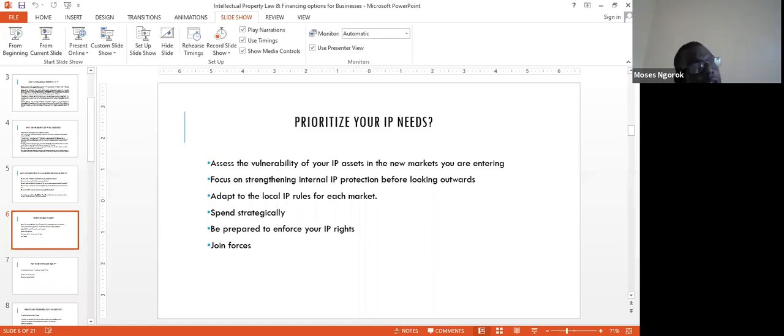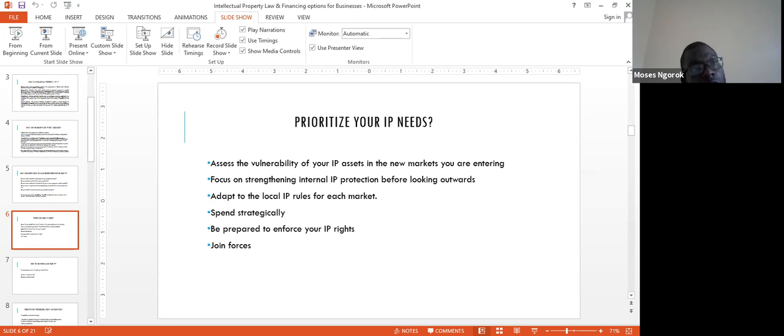But also locally, we have laws in Uganda, like the Industrial Property Act, which is the one that governs the protection of intellectual property, the Trademarks Act, and the Copyright Act. Those are the three laws that govern, and the regulations under those laws.